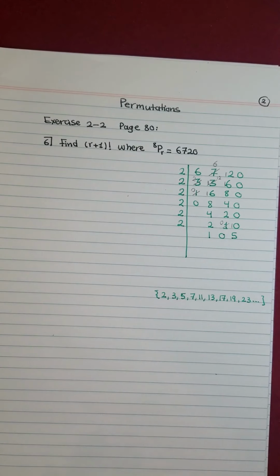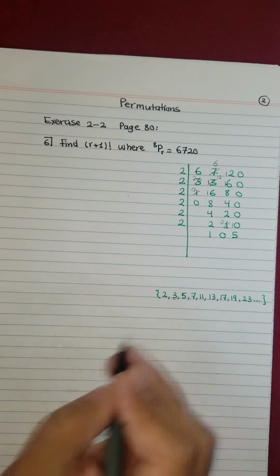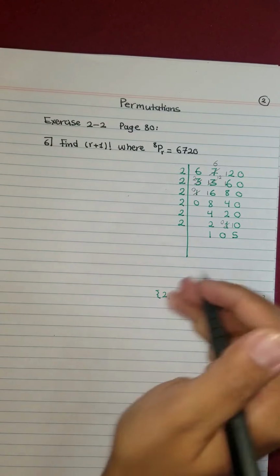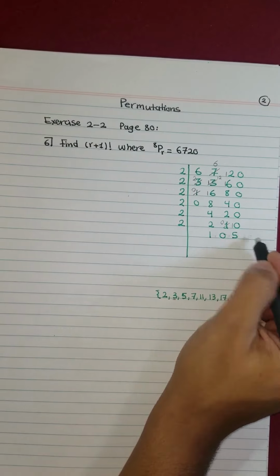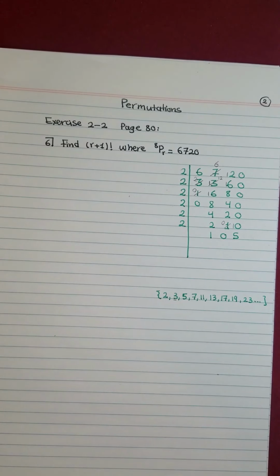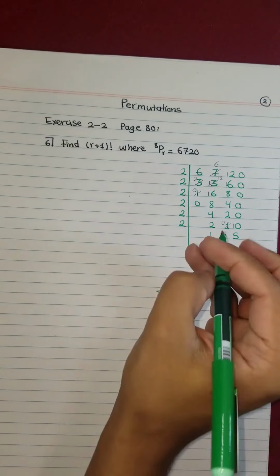And now we have an odd number, and odd numbers cannot be divided by 2. So we need to check if it's divisible by 3. How do we do that? We add the digits. If we add them, we get 6. Is 6 divisible by 3? Yes. If the sum is divisible by 3, then the number is divisible by 3. So let's divide by 3.